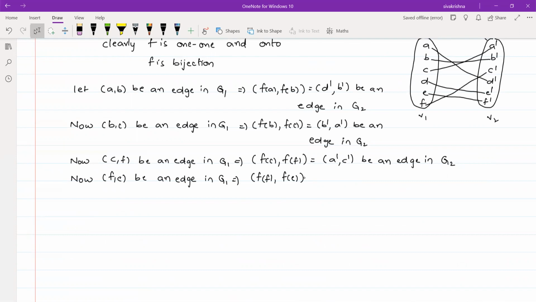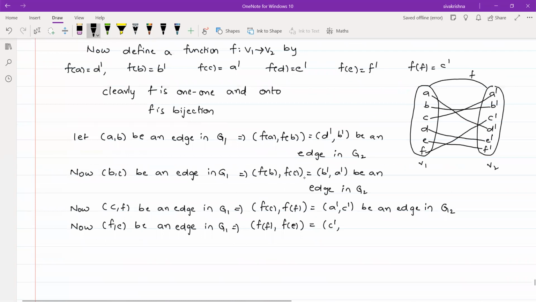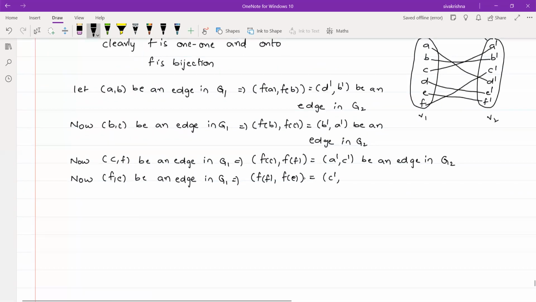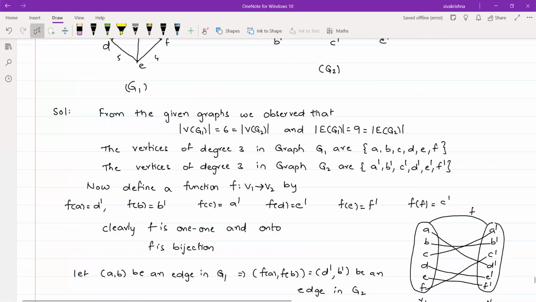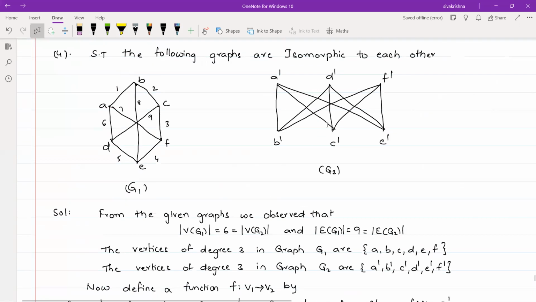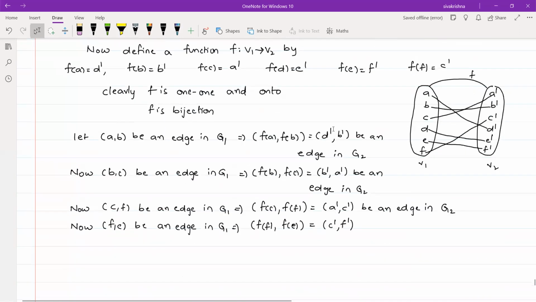We have to check it. So we have defined f of F as C dash, and f of E as F dash. So C dash comma F dash: whether there is an edge between C dash and F dash in graph 2, we have to check it. Yes, we have an edge between C dash and F dash in graph 2, so we can write C dash comma F dash be an edge in graph 2.